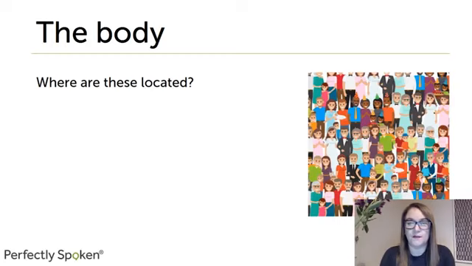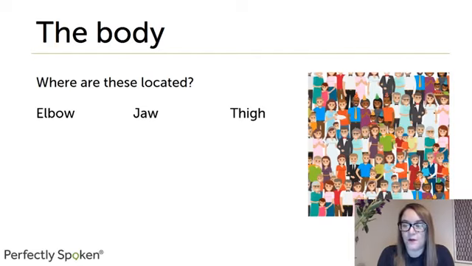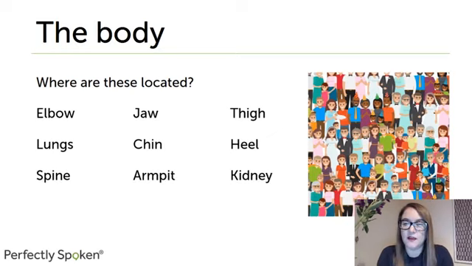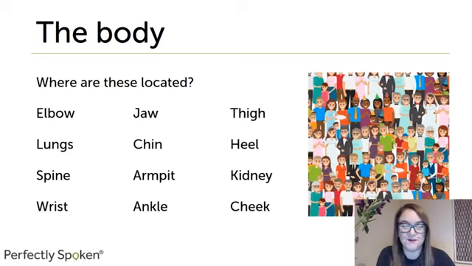Okay, so we have elbow, jaw and thigh, lungs, chin and heel, spine, armpit and kidney, and wrist, ankle and cheek. Were any of these words on your list? Well done if they were. Doesn't matter if they weren't. These are some of the words we're going to have a look at today.